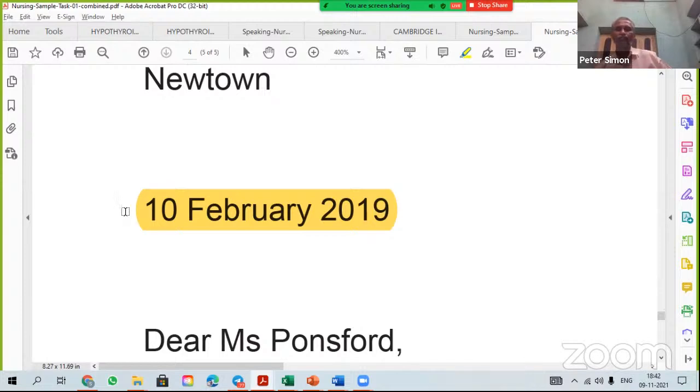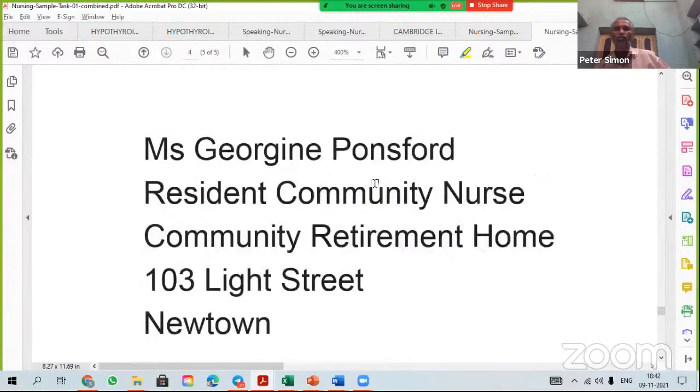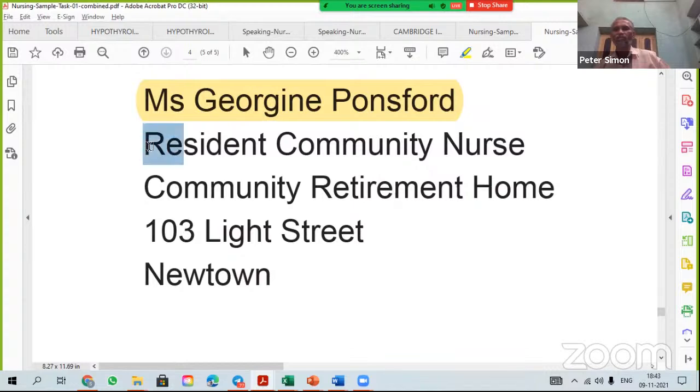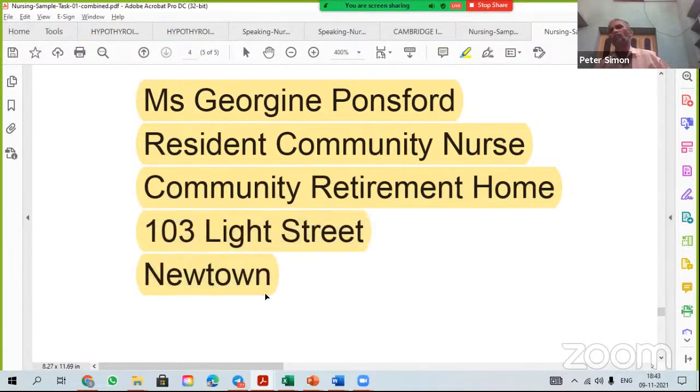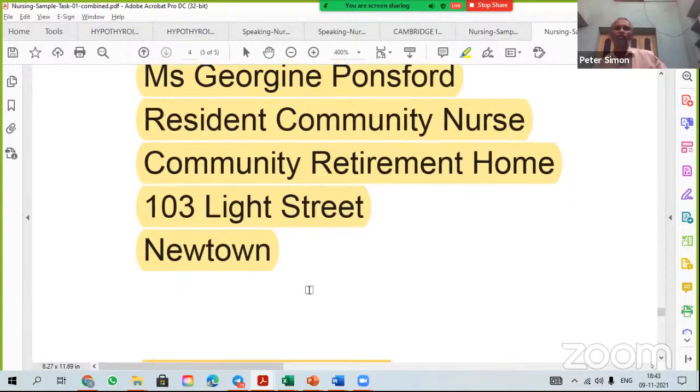Remember that. Okay. And we have already seen here Miss Georgine Ponsford, the name of the person, which I have already explained. Resident community nurse, the designation. Community retirement home, the name of the facility. 103 Light Street, the name of the street. New Town, the name of the town. That's all. Then you have got the address.